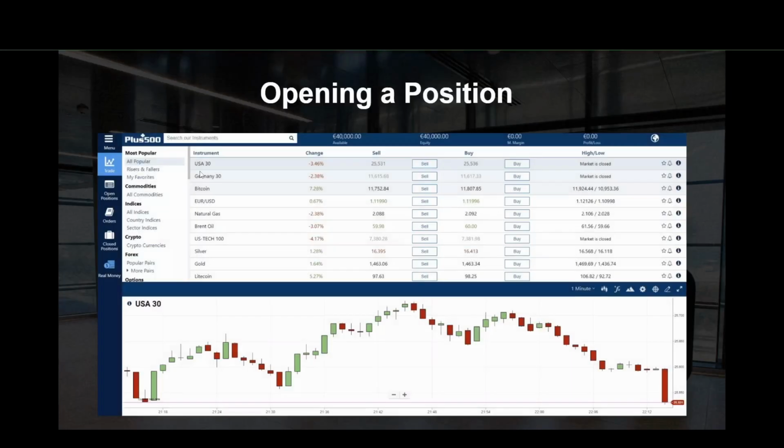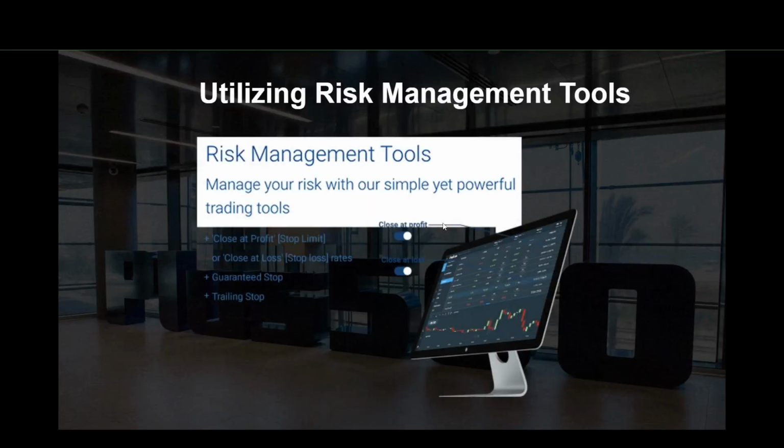PLUS500 allows you to set up stop orders. These are essential risk management tools that let you automatically close your position at a certain price level. To protect your investment, consider using tools like close at profit or close at loss. These features help manage your risk by ensuring that your trade closes automatically when it reaches certain profit or loss thresholds.